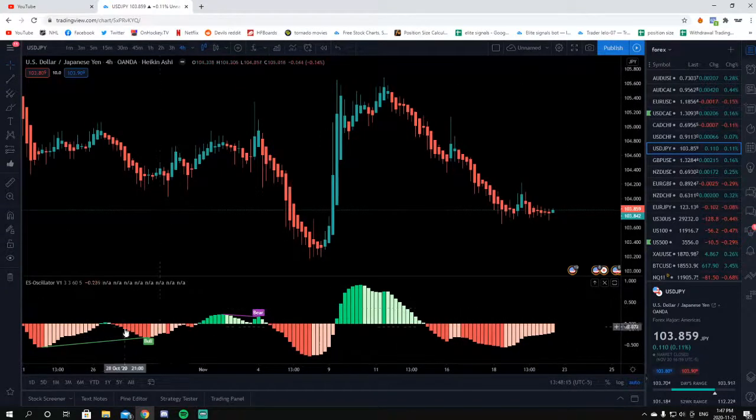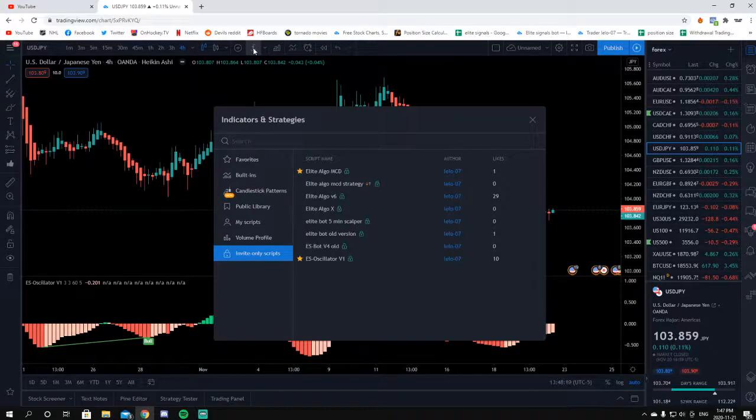This is our brand new oscillator right here. You can access it by going up here to indicators and strategies, going down to invite only scripts, and selecting ES oscillator. Alright guys, that's how you put it on your chart.